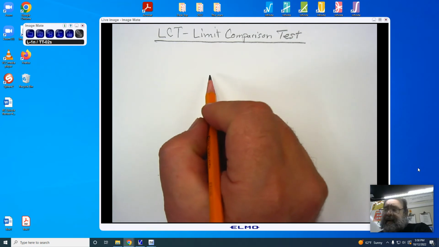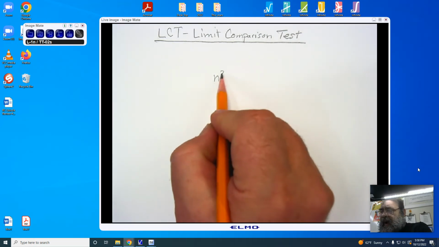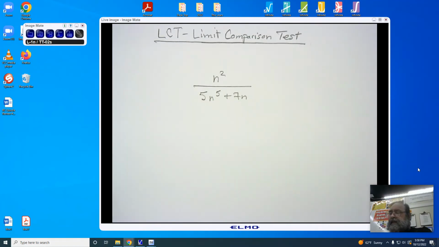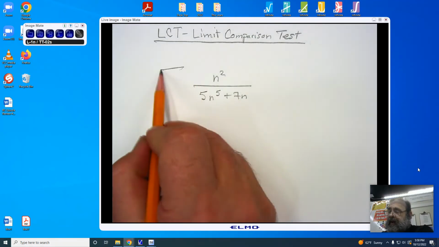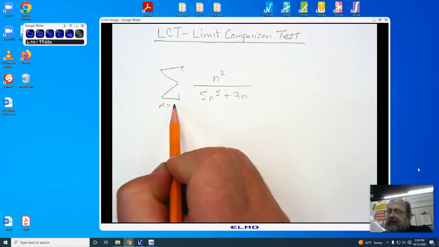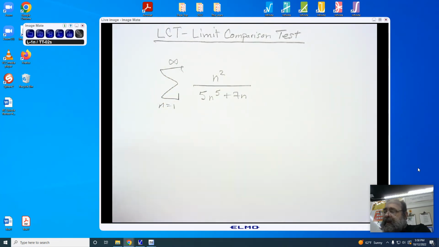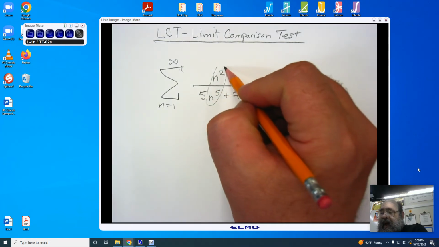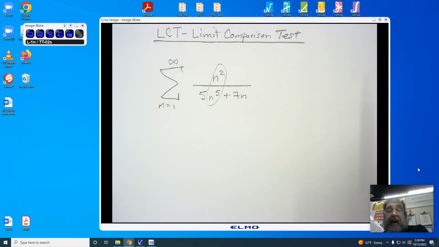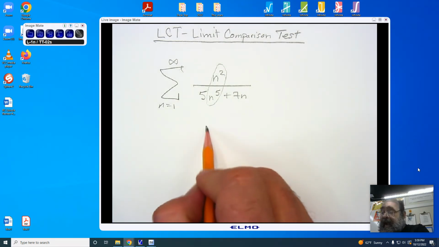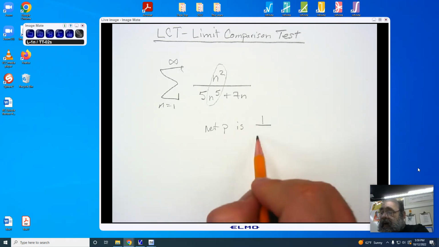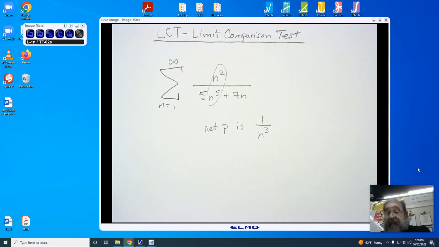Let's take a look at n squared over 5n to the 5th plus 7n. So if I were working with this summation as n starts from 1 to infinity, the pure p series that I'm looking at is only working with the highest powers of n in the numerator and the denominator. So the net p here is going to end up being 1 over n cubed. And that would be the value that we're going to try to work with.